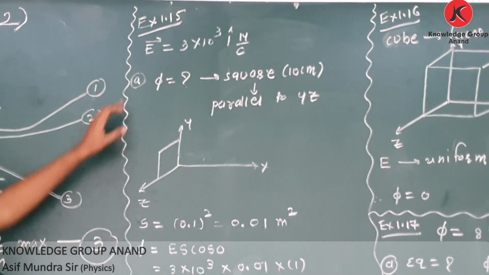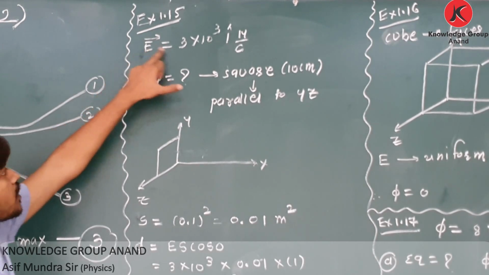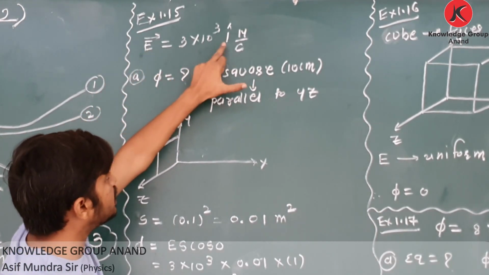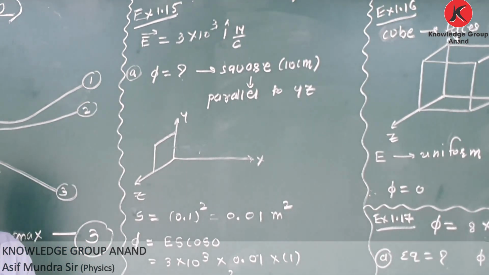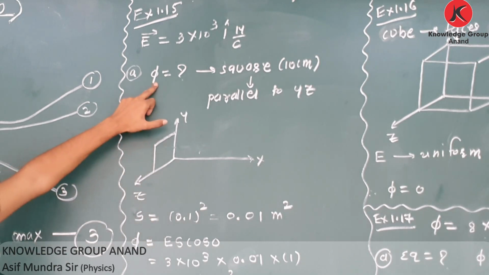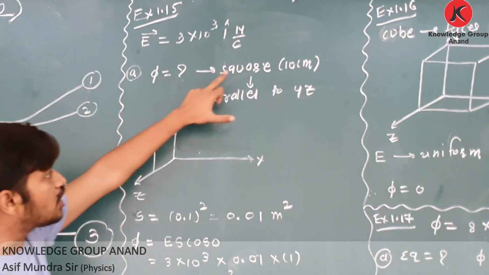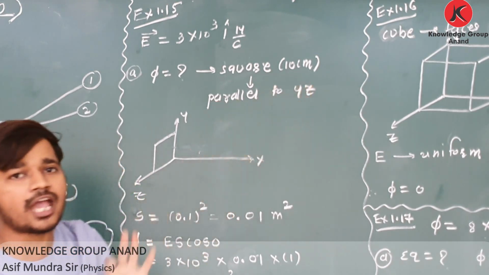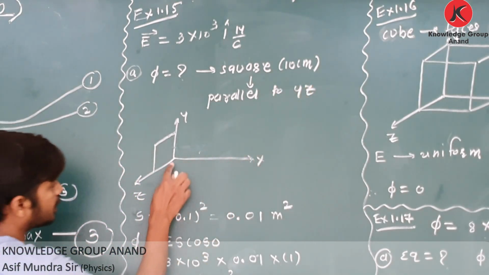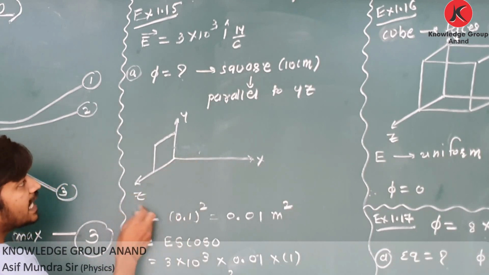You are given a uniform electric field 3 into 10 raised to 3 i cap newton per coulomb. I cap means the electric field is in the positive x direction. You have to find the flux passing through a square of side 10 cm parallel to the yz plane. See, first of all draw a figure with x, y, z.